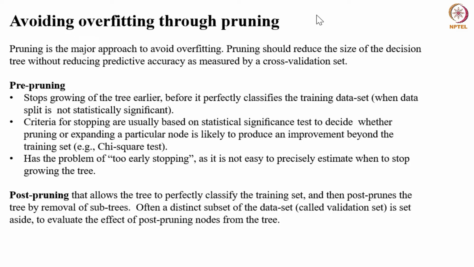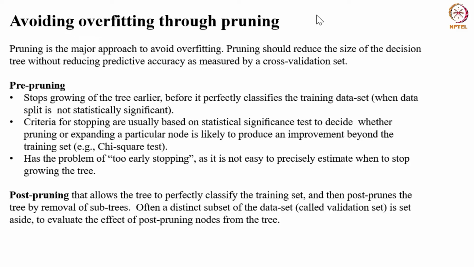The alternative, which is essentially a much more popular approach, is called post-pruning, where we allow the tree to grow so it perfectly classifies the training set, and then afterwards we post-prune the tree by removal of subtrees.